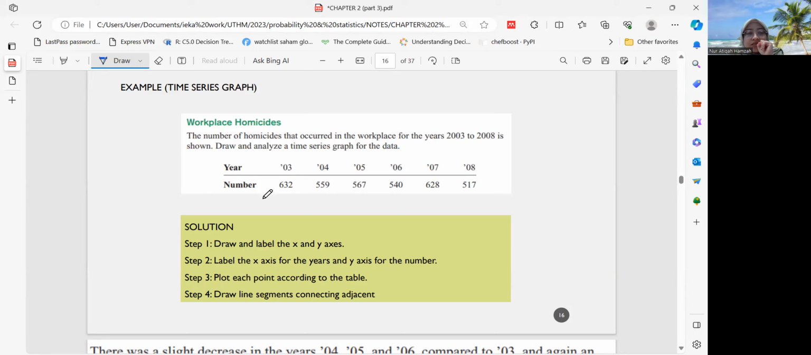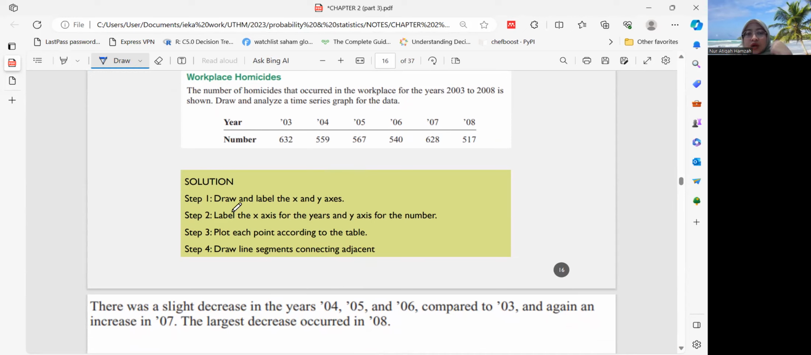So these are the steps on how to build the time series graph. The first one is draw x and y axis. Step 2, that's why you have to know which one is your x and y variable, because you have to label your graph. Please always remember that you have to label your graph.